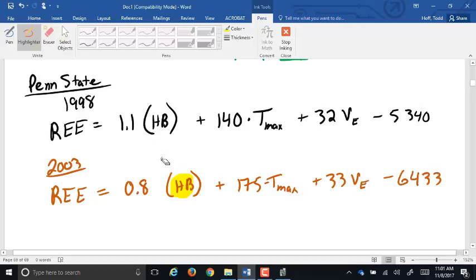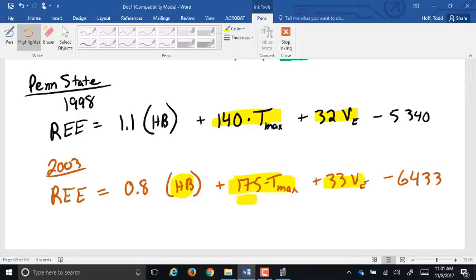For your body temperature, are they saying now that they consider that to have more or less of an effect on your energy expenditure? More, because it's a bigger number. How about the volume of the air you inhale and exhale? More, just slightly more, but yes, more. So we've discussed the variables and how they affect things.